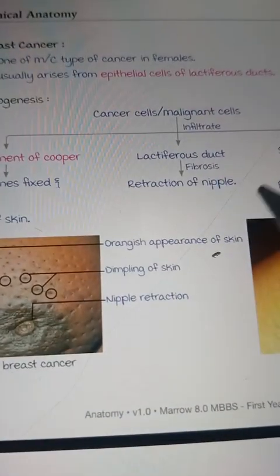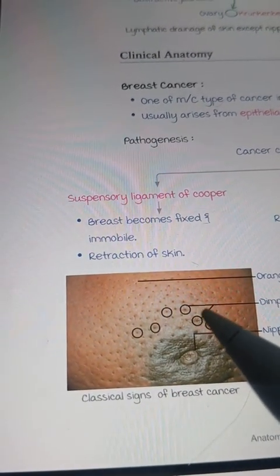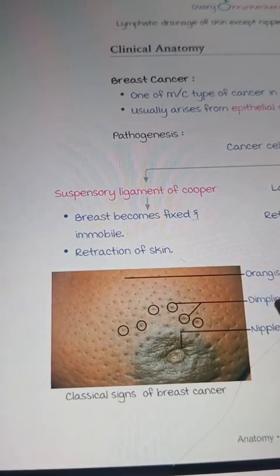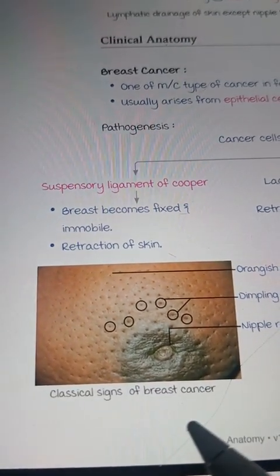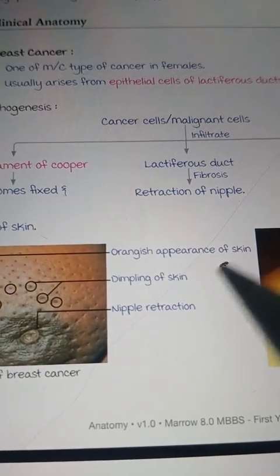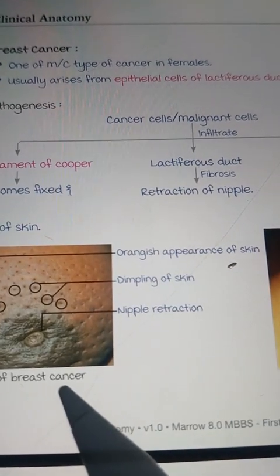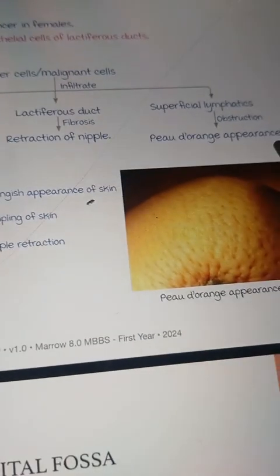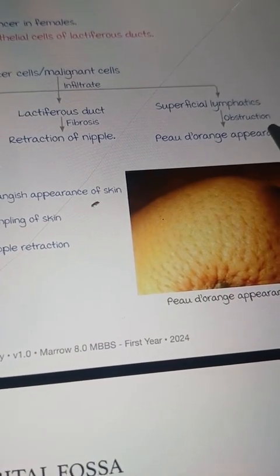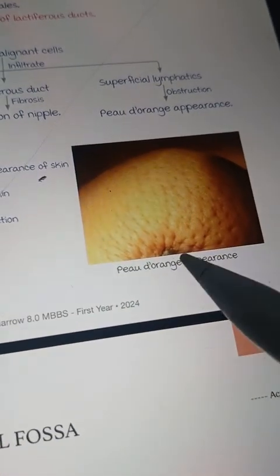In the pathogenesis, cancer or malignant cells will infiltrate the suspensory ligament of Cooper, so the breast becomes fixed and immobile, and there is retraction of skin. And next is lactiferous duct fibrosis, which causes retraction of the nipple, as you can see over here. And next, superficial lymphatic obstruction will cause a peau d'orange appearance. Can you see? That's the obstruction of superficial lymphatics.